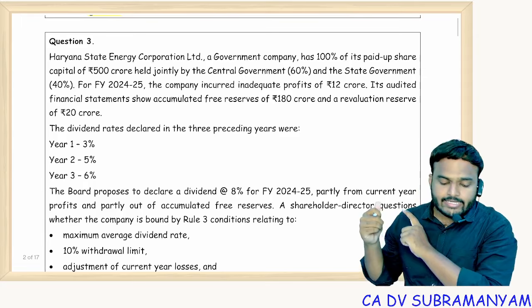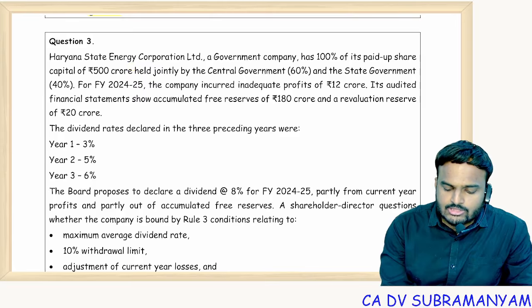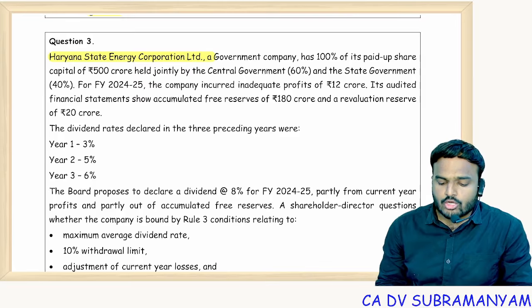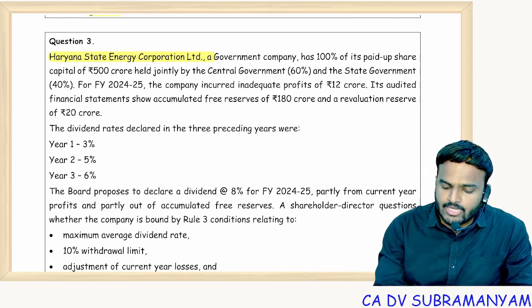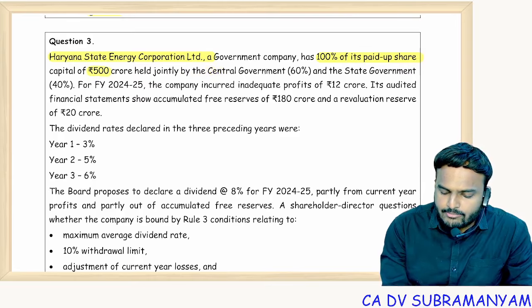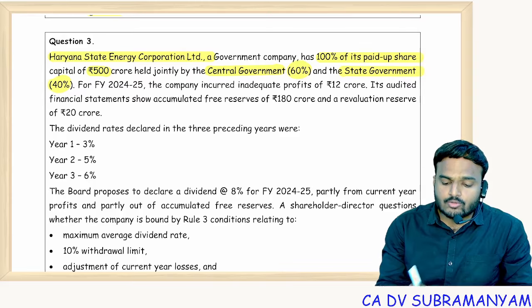On that, one exceptional question I drafted. Just observe. Haryana State Energy Corporation Limited. What is the company? Haryana State Energy Corporation Limited, a government company, has 100% of its paid up share capital of 500 crores held jointly by CG 60%, SG 40%. So 100% owned by the government.